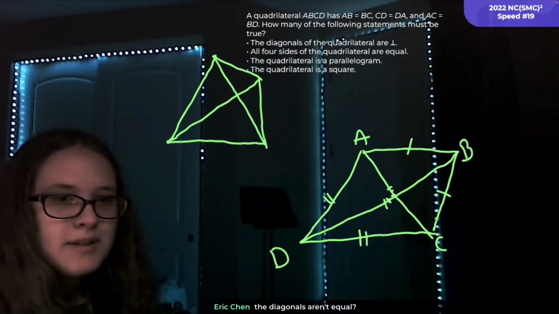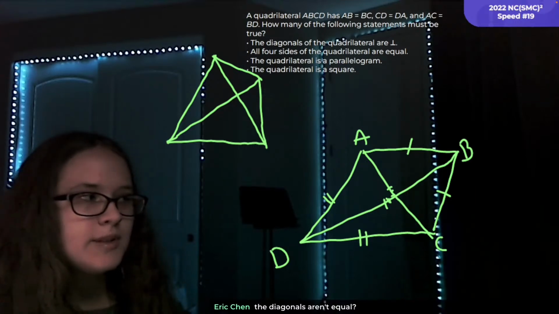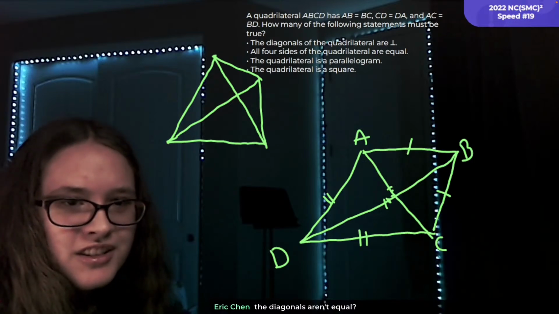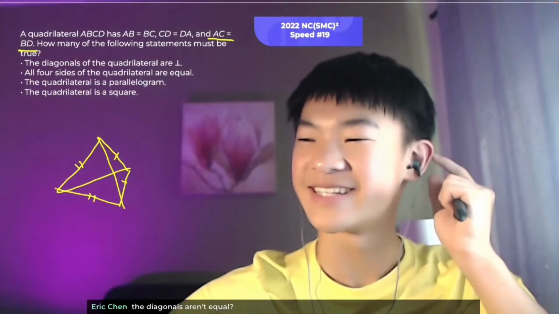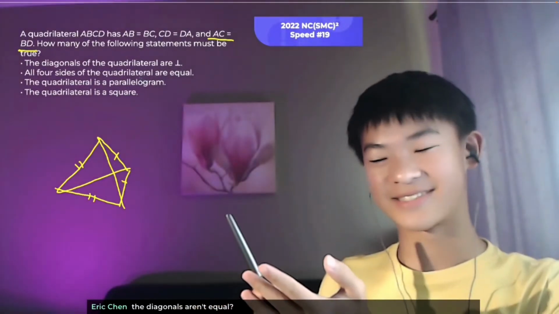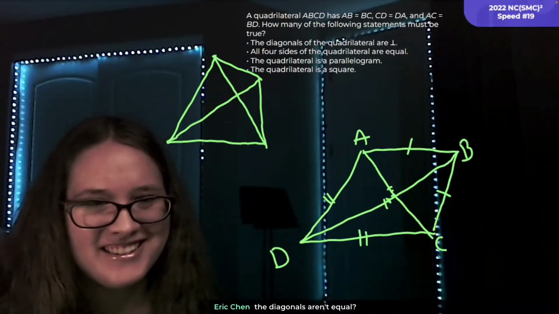Yes, and real quick, we have someone in chat saying diagonals aren't equal, but we're actually given that AC equals BD, and AC and BD are our diagonals right here. Of course, you can get technical and say that sometimes AB and BC could be diagonals, or actually, no, that's impossible. But yeah, okay, there we go.